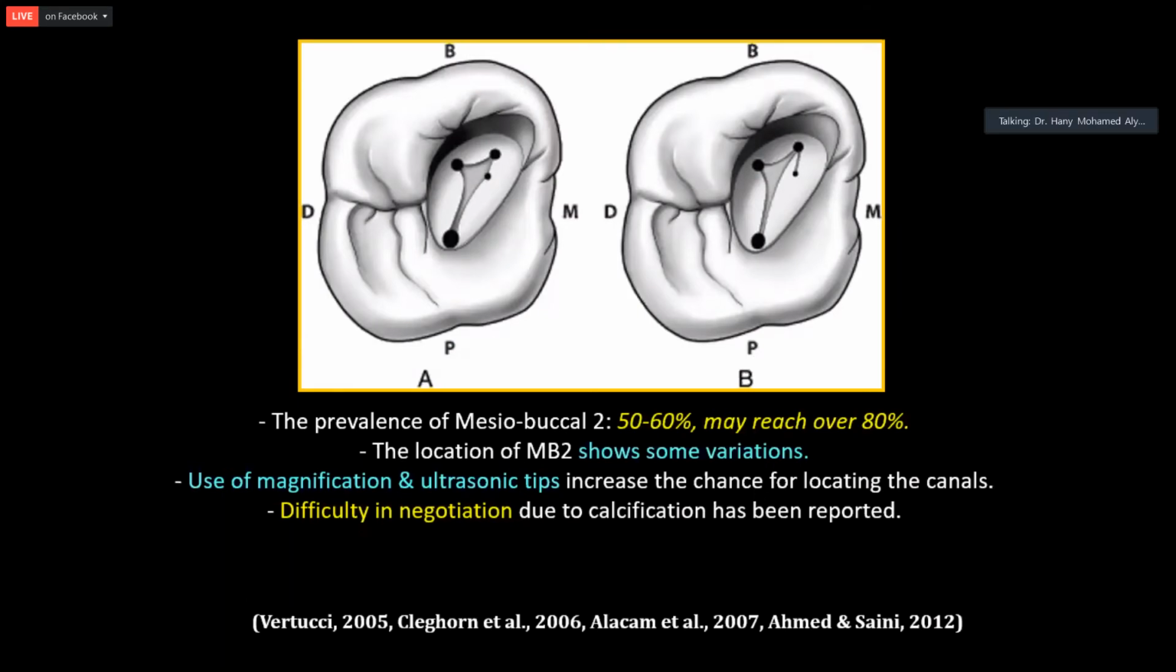It is very important, in order not to miss this canal, to use ultrasonic tips and magnification, ultrasonic tips to make some sort of troughing in the groove between the mesiobuccal and palatal canal in order to search for this canal, because many of the time there is a formation of a dentine shelf over this mesiobuccal canal.